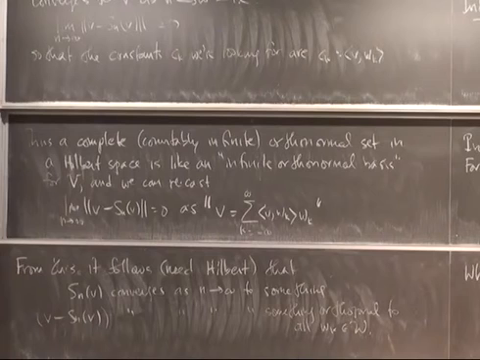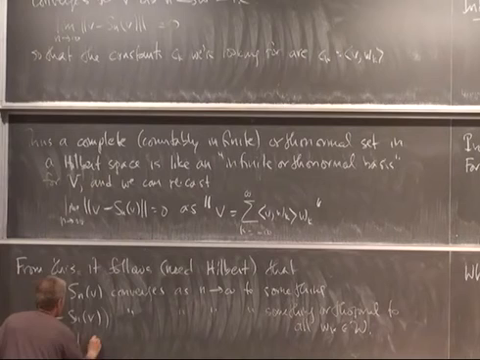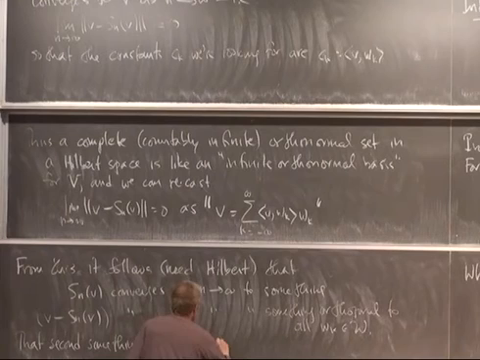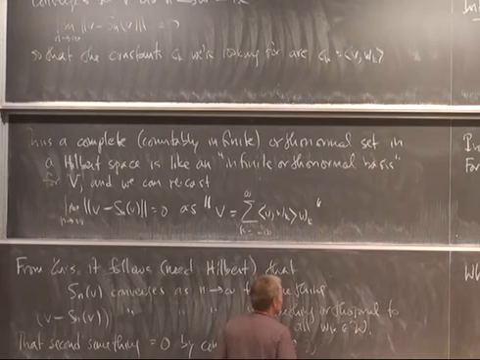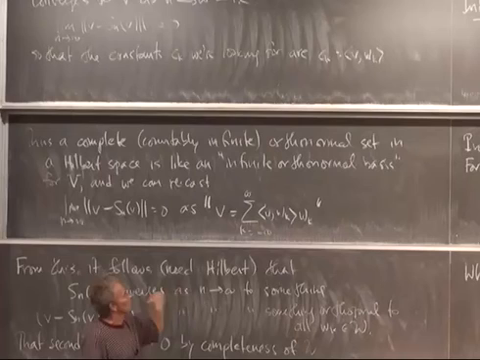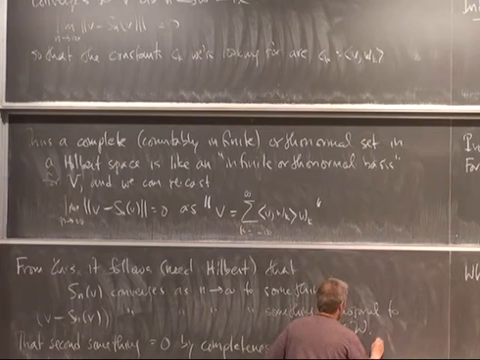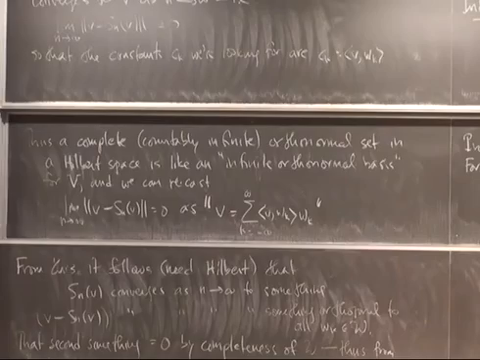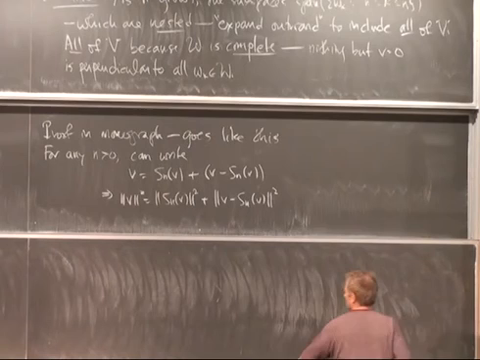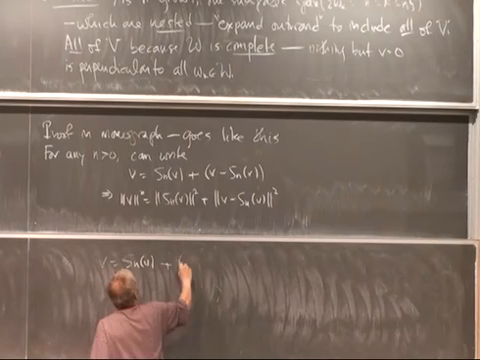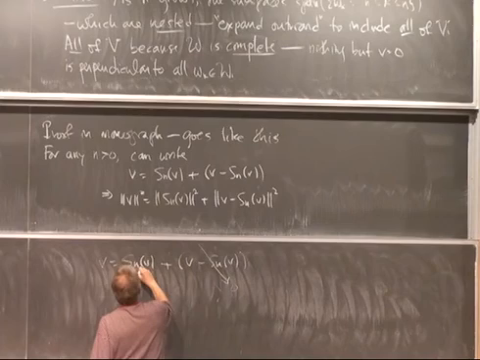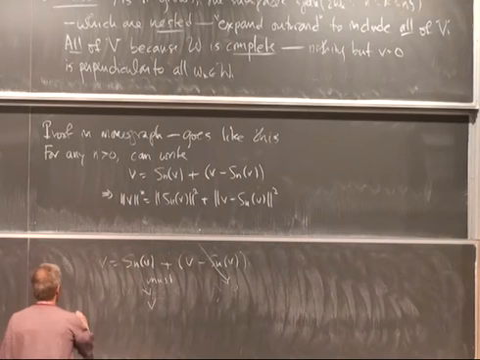Because the set, script W, is complete, that something orthogonal to all the W's has to be 0. So that second something equals 0 by completeness of script W. And if you go back to that first equation, V equals Sn of V plus V minus Sn of V, the second term as n goes to infinity goes to 0, so the first term has to go to V. The fact that this goes to 0 means that this must go to V as n goes to infinity. And that's how the proof goes.